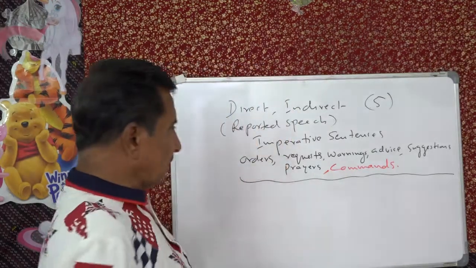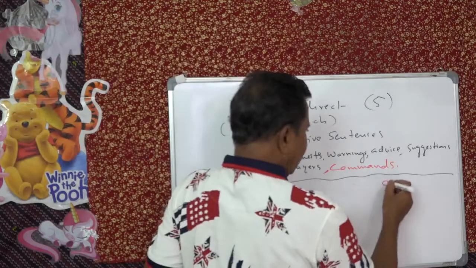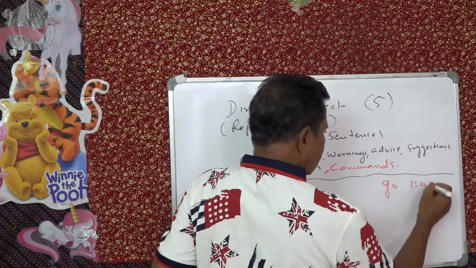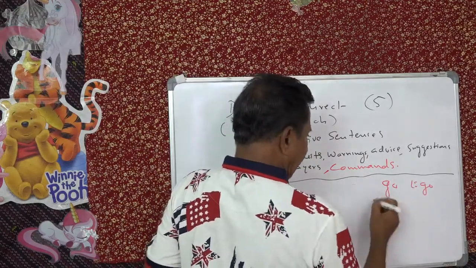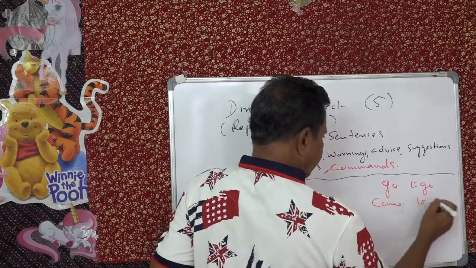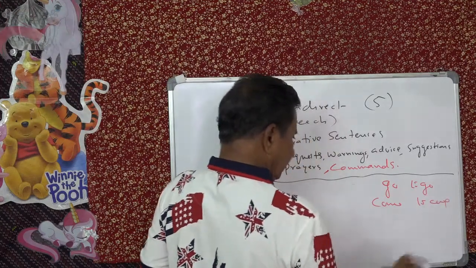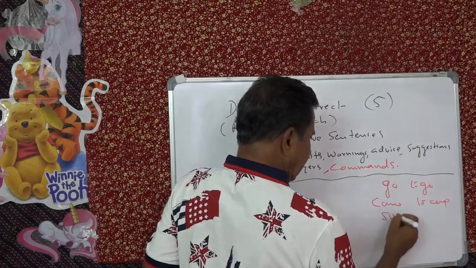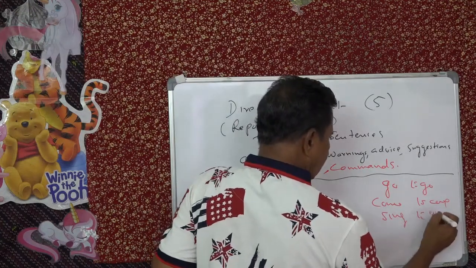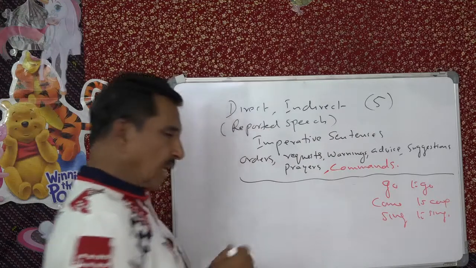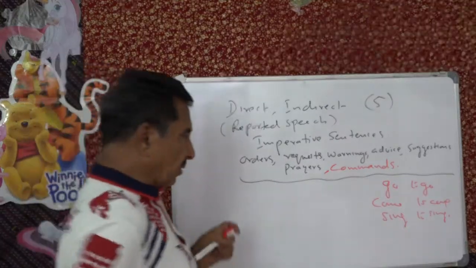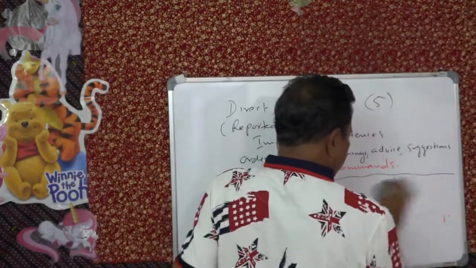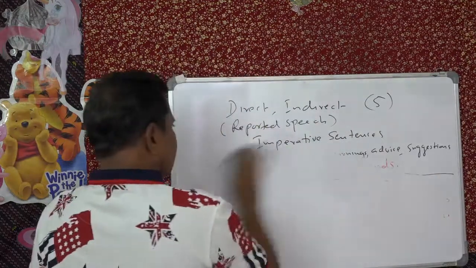See, for example, we say go. What is the infinitive? To go. Then come, to come. This is the infinitive. Or sing, to sing. This is how you make infinitives. So let's see one or two examples, and then it will become easy for you.